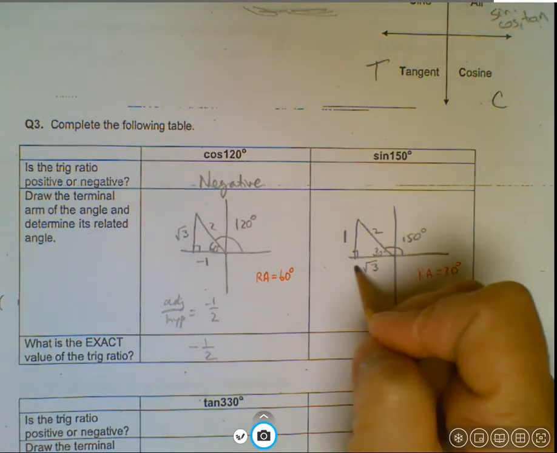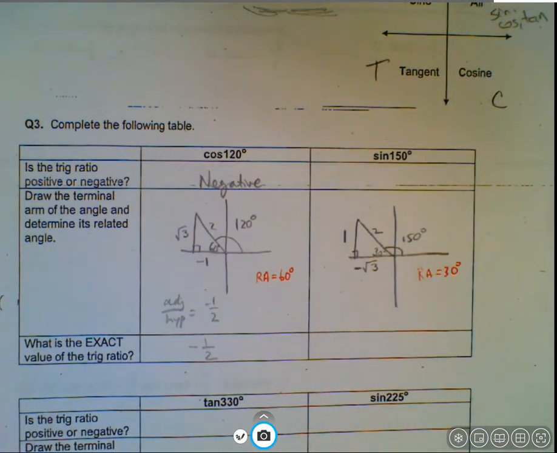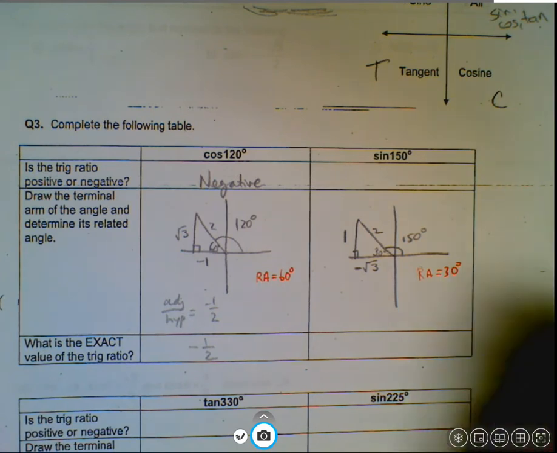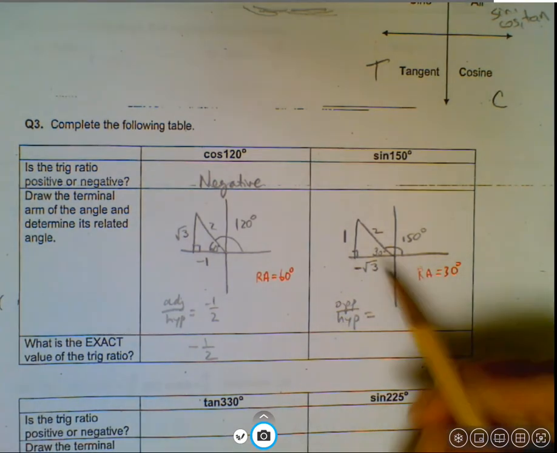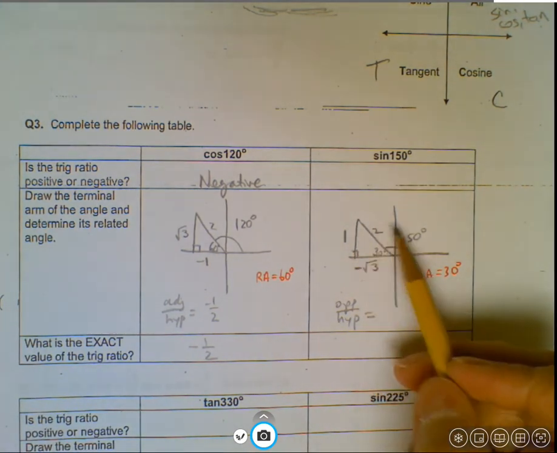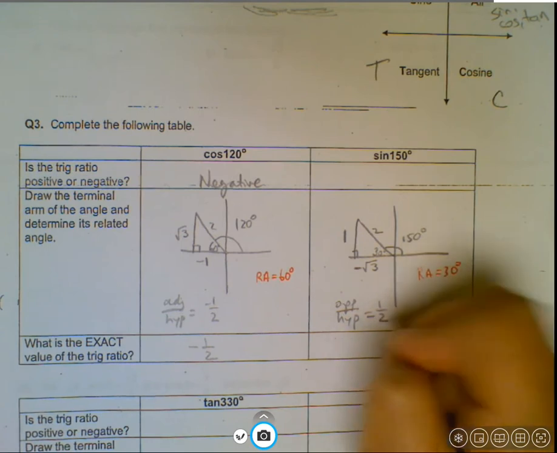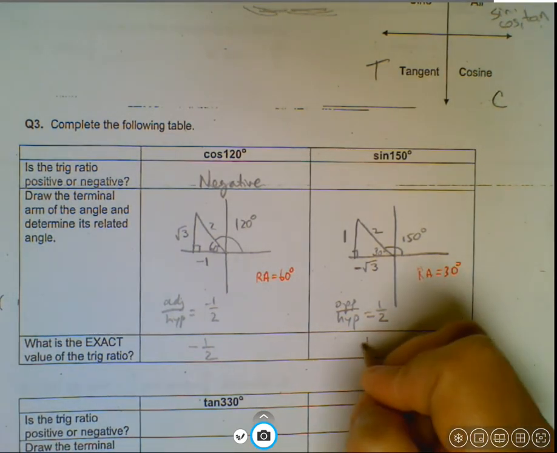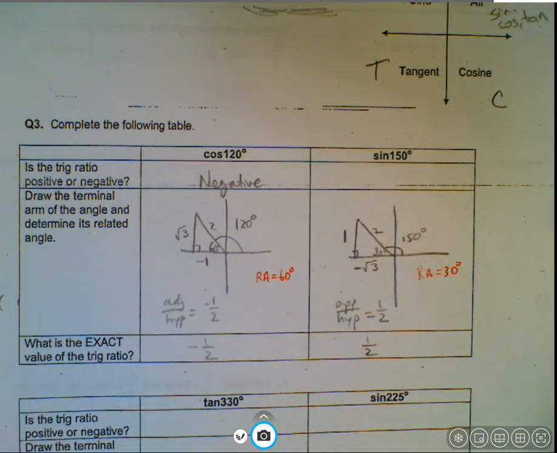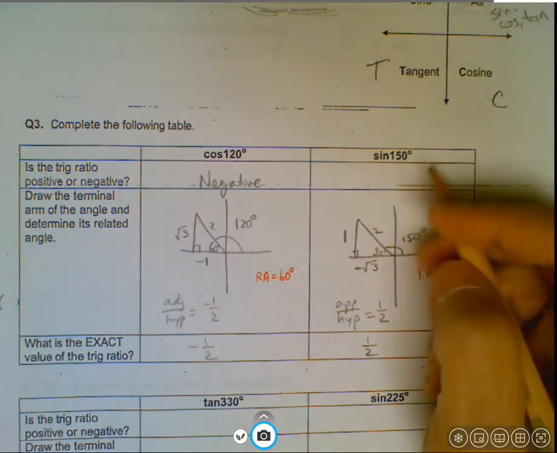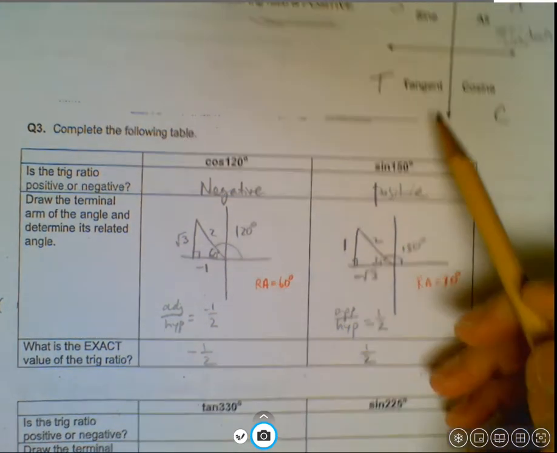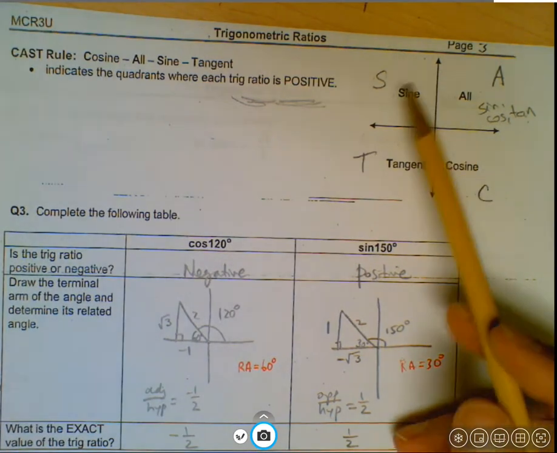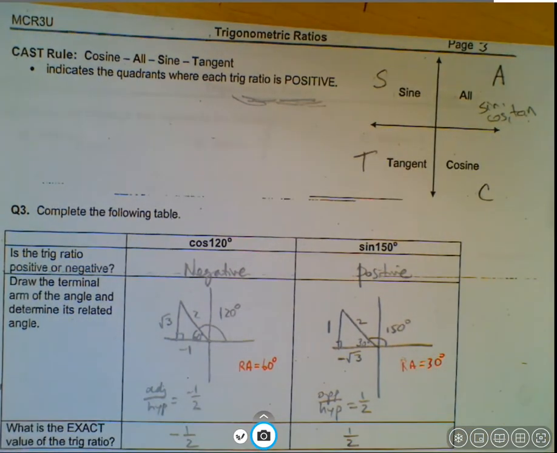Because I'm in quadrant 2, my x values are negative, so I'm going to add a negative there. Sine is opposite over hypotenuse. So opposite is 1 and hypotenuse is 2. So what is the exact value? It's 1 over 2. This one's asking, is sine 150 positive or negative? I can tell you it's positive because it's 1 over 2. Let's check with CAST, see if I'm right. Yep, quadrant 2, sine's going to be positive.